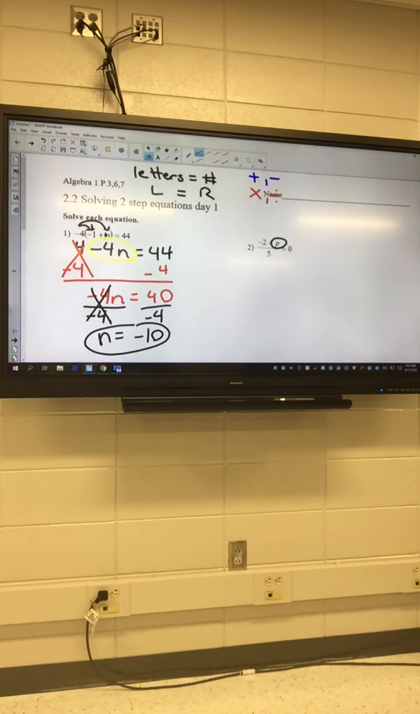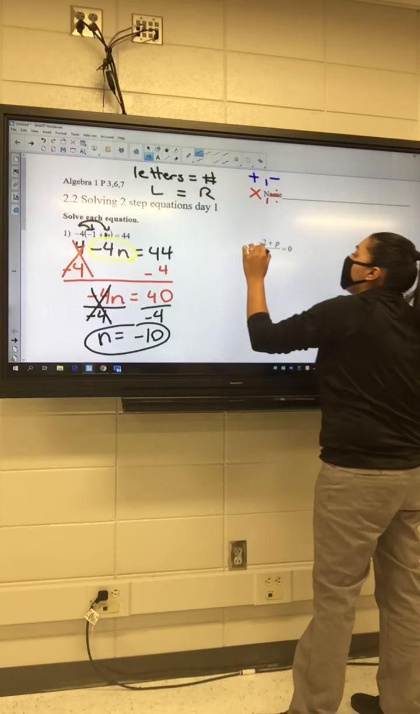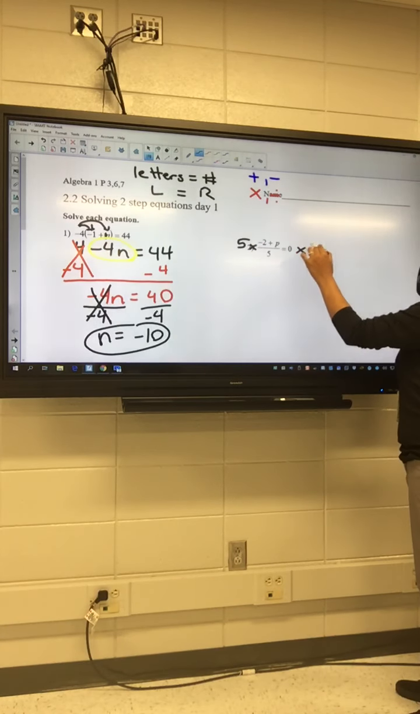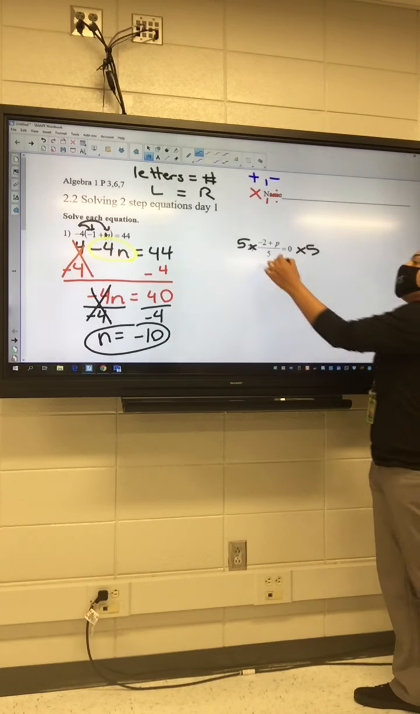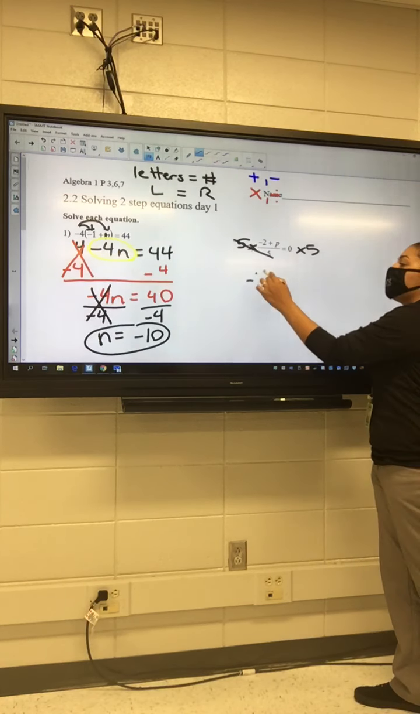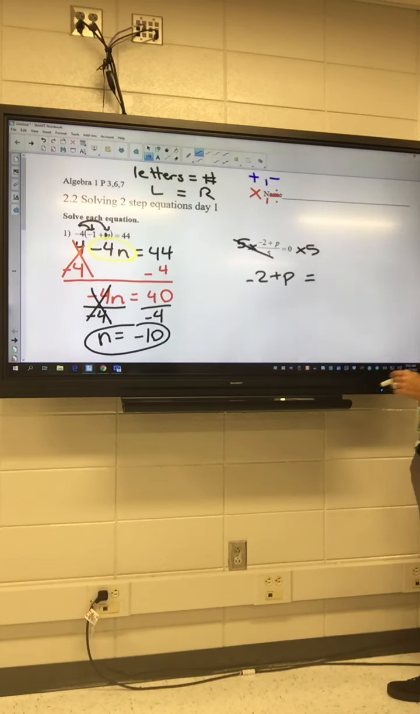Okay, so how do I get rid of divide 5? Multiply 5, okay? So I'm gonna say times 5. If I do it to one side, you gotta do it to the other side. So what happens to the 5s over here? They cancel. What are you left with? Negative 2 plus p. We haven't done anything with those. Okay? What's 0 times 5? 0. Okay, same thing. Keep asking yourself, is this a letter or a number?